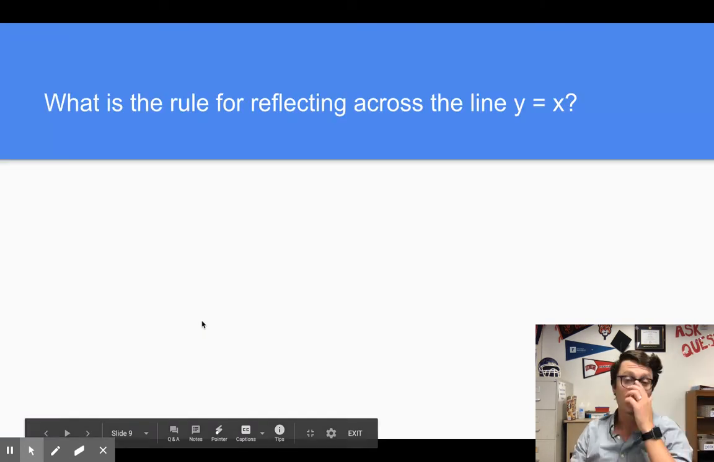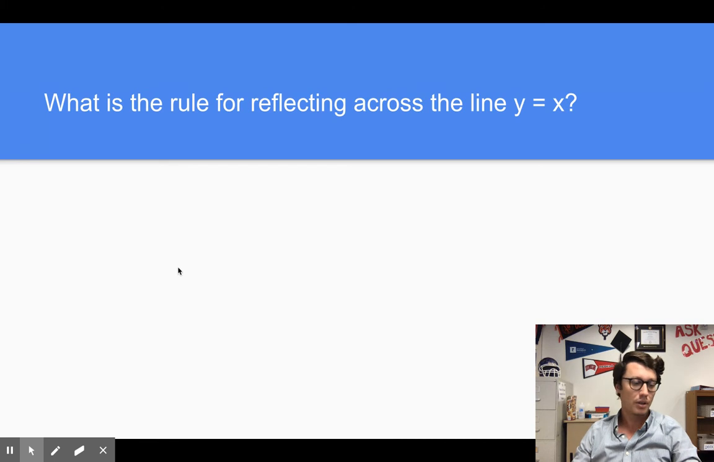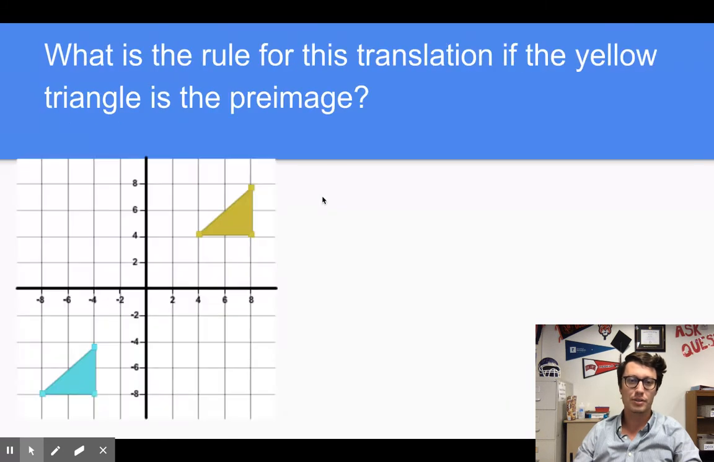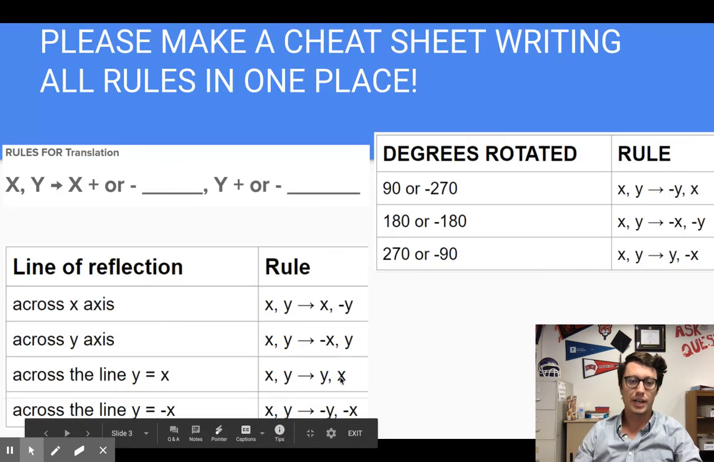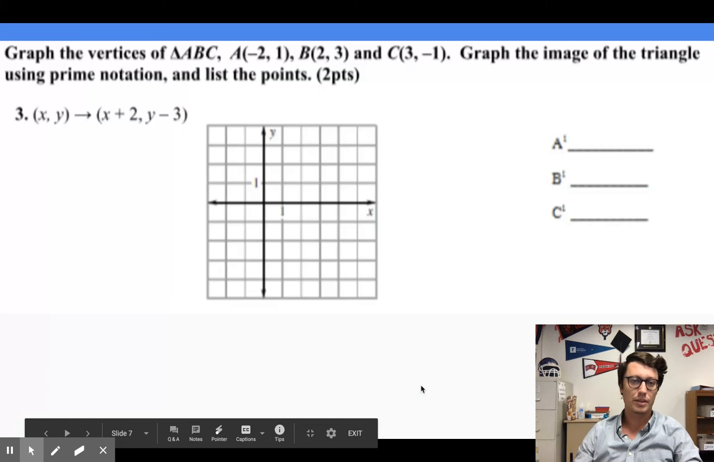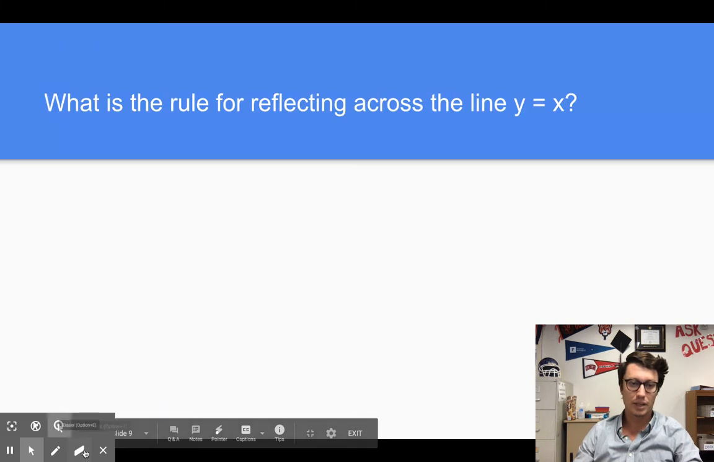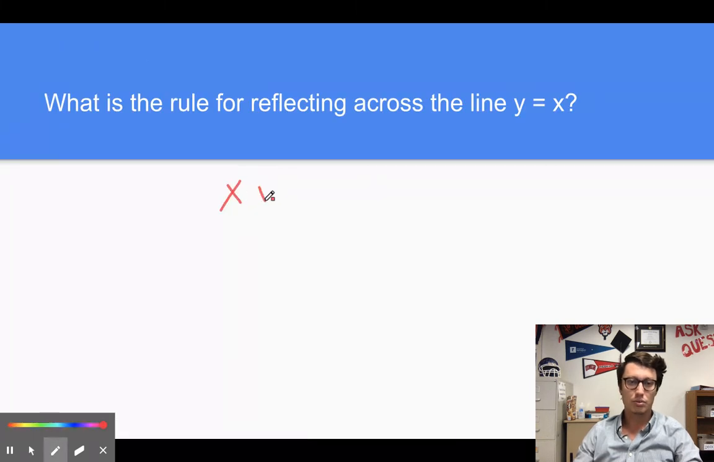What is the rule for reflecting across the line y equals x? Hey, guess what? I don't know this off the top of my head, but if I'm a smart and intelligent student, I have a cheat sheet right in front of me, and I can look and see what the rule is for reflecting across the line y equals x. Across the line y equals x, (x, y) changes to (y, x). There's your answer right there. Okay, that's super easy. (x, y) changes to (y, x). Put your commas in there. Okay, that's it.